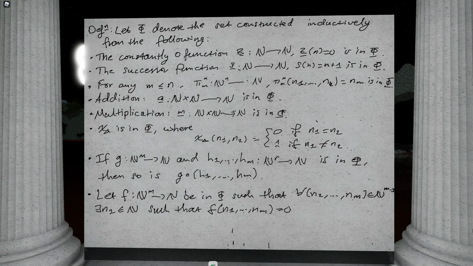Okay, so if I have such a function in my hands, then the following function is general recursive. So I denote it by mu f, and this goes from n-1 tuples of natural numbers to the natural numbers. And what it does is it takes n2 up to nm and returns the minimal such n1 such that f of n1 up to nm is equal to 0.